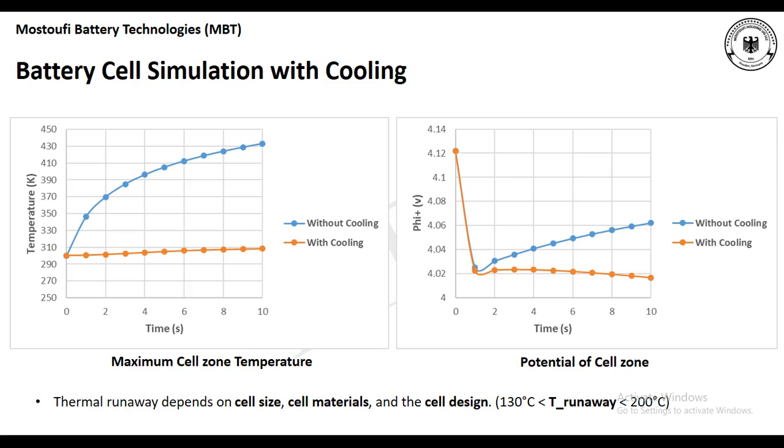On the right side you can see the potential of the cell zone. In the case with cooling channels, the potential after a short drop in the first second plateaus and there is not much change in the potential value, but in the case without cooling, the potential value increased over time. And that's one of the reasons that we had an increase in the temperature of the cell zone. So this is all for this simulation.